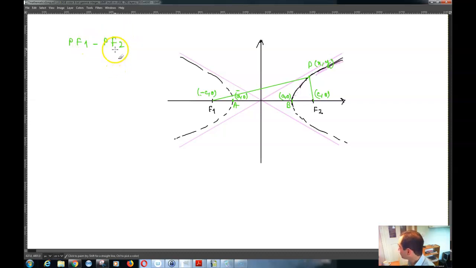So PF1 minus PF2: in order to calculate this distance in terms of A, B, and C, or just A and B, and preferably in terms of A, what we can do is use the fact that these two points, A and B, are also points on the hyperbola. So instead of the point P, you can simply take either of these two points, because you already know their coordinates.